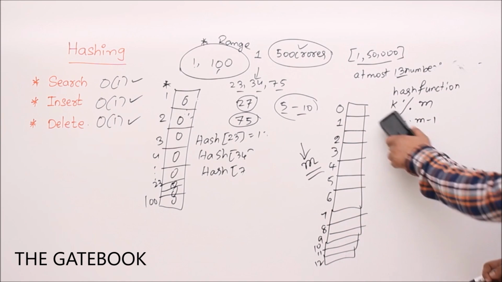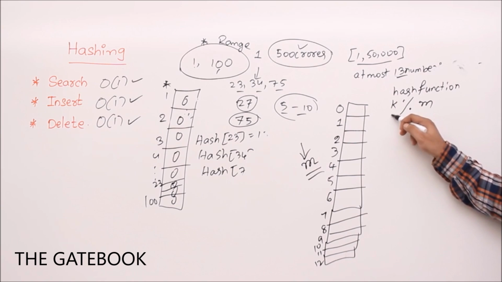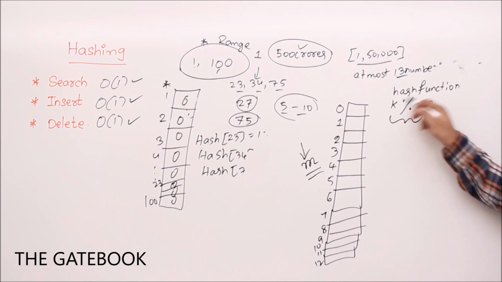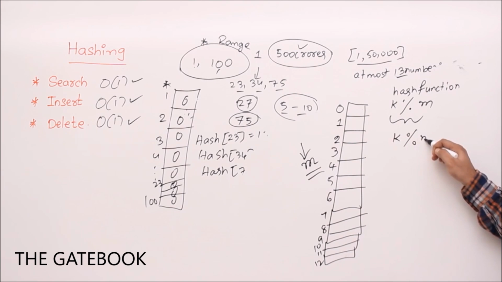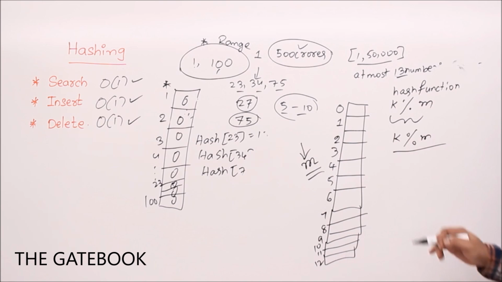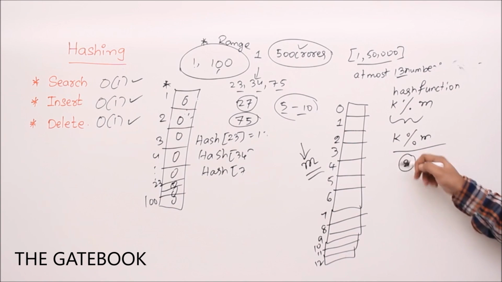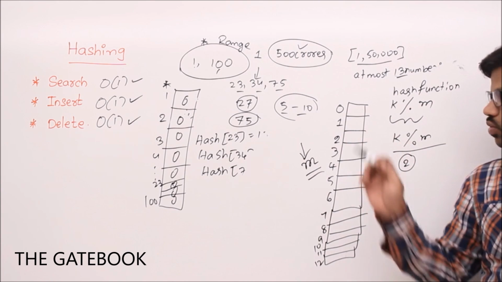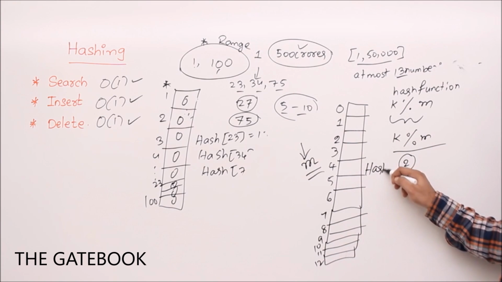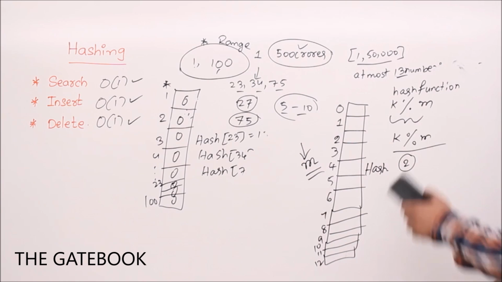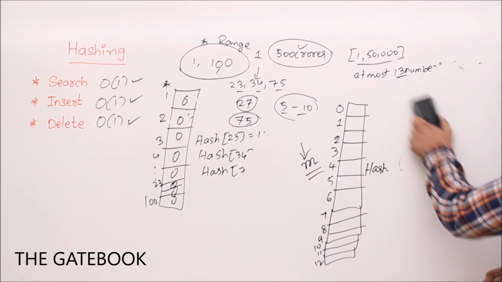Correct? This is called the hash function. If you give an input k and I do k mod m, then I get some remainder. That remainder will be between 0 and m minus 1, right? If that remainder is 2, then I will store it in hash of 2, assuming the array name is hash. We'll see a numerical example of how this method works.